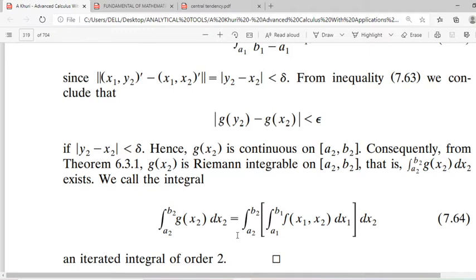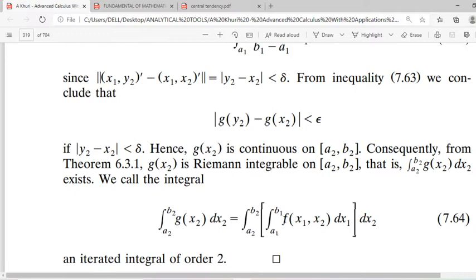So we call this integral, the integral from a2 to b2 of g of x2 dx2, equal to the integral from a2 to b2 of the integral from a1 to b1 of, what is exactly g of x2? We can substitute g of x2 there. That is exactly the integral from a1 to b1 of f of x1 comma x2 dx1 dx2. So that result is proved here. This is exactly iterated integration. First of all we integrate with respect to x1, and then we integrate with respect to x2.